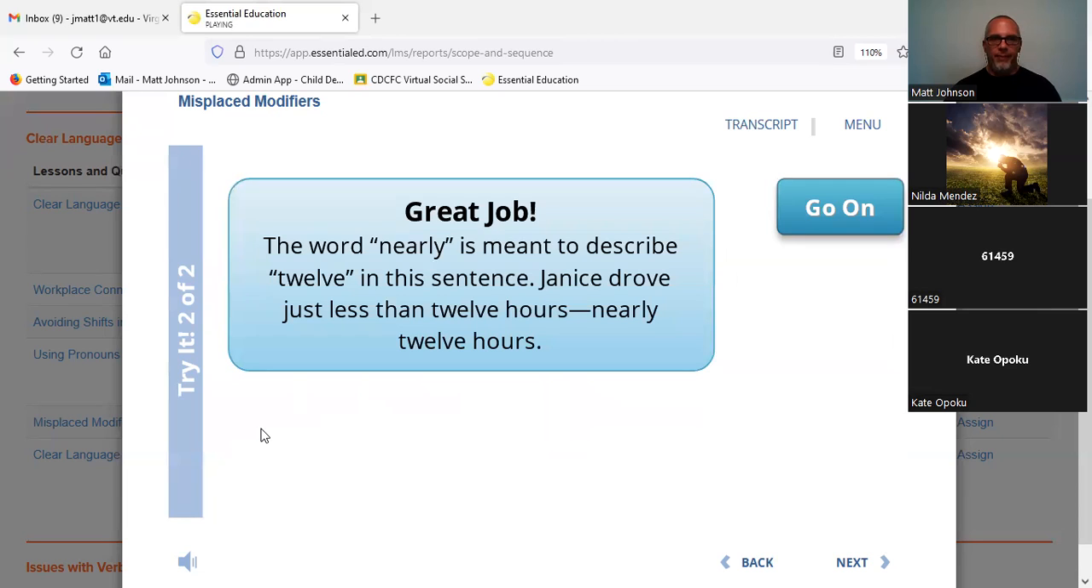Great job! The word nearly is meant to describe 12 in this sentence. Janice drove just less than 12 hours. Nearly 12 hours, right, instead of nearly driving. She definitely drove. It's a matter of how far she drove. That is a great example of probably the most common mistake that we make with those words: just, often, nearly. So that gets us to our practice questions.